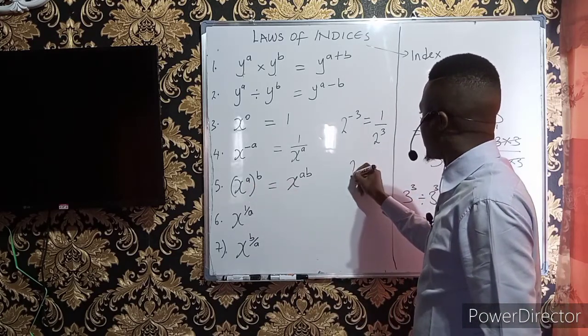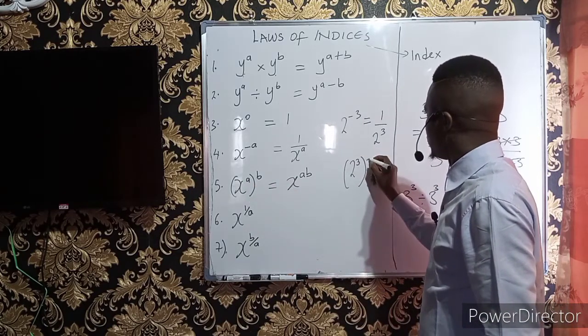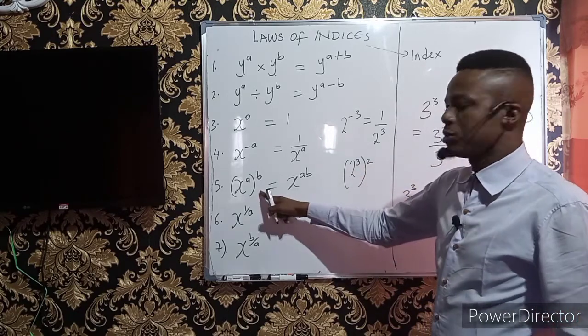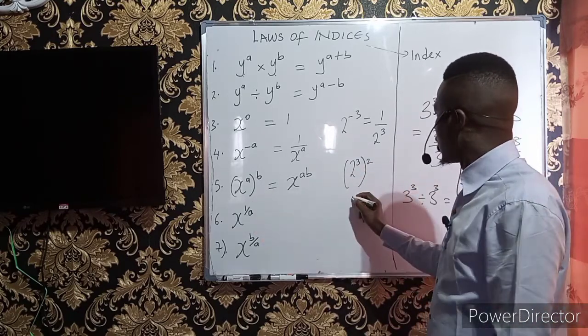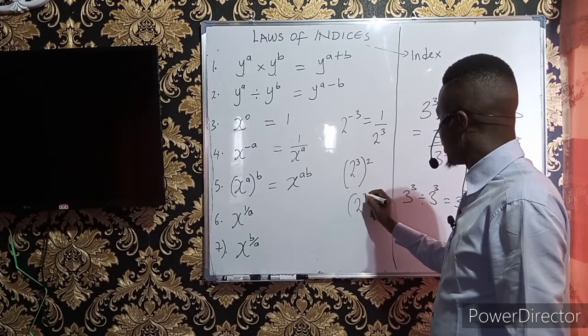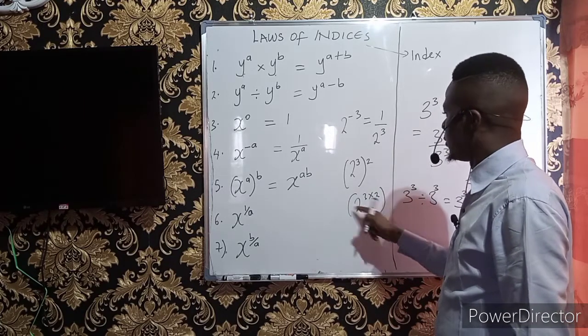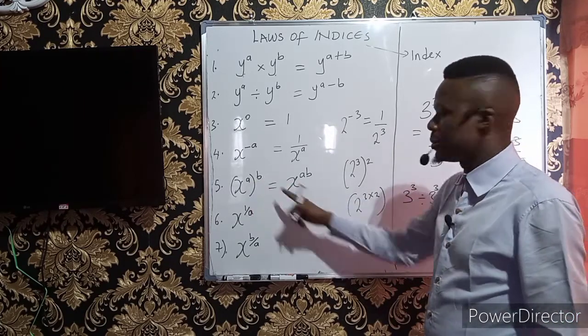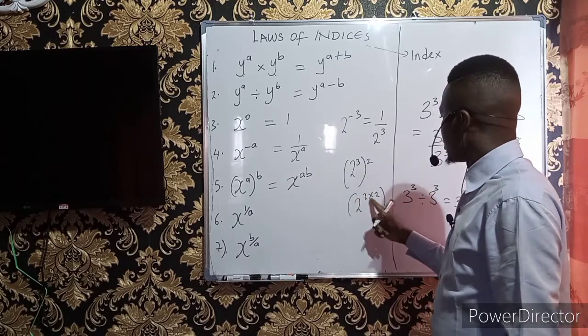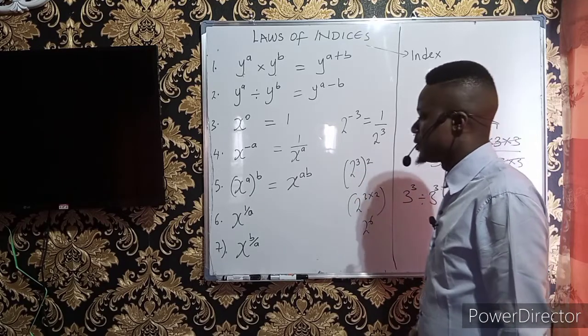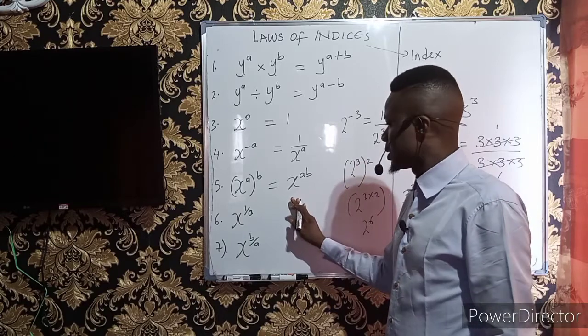When you have something like 2 power of 3 bracket 2, for instance, which is similar to this particular law here, you can call it 2 power of 3 times 2. From this law, what I did here, I said a times b, so I'm free to say 3 times 2, and 3 times 2 here will give me just 2 power of 6. So you've just seen how to deal with this.